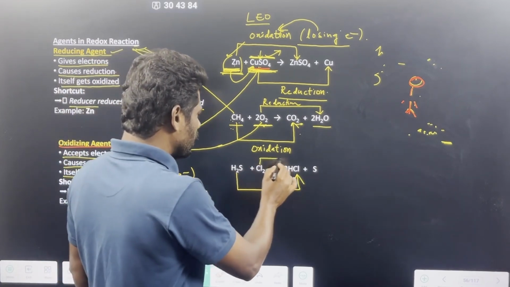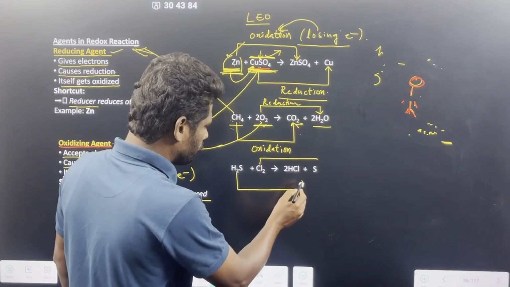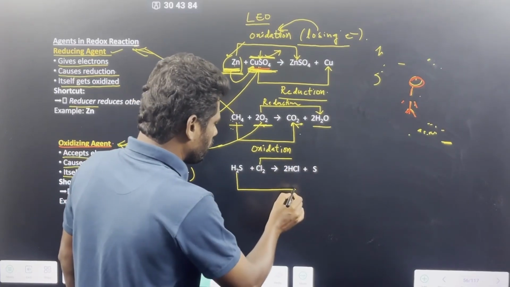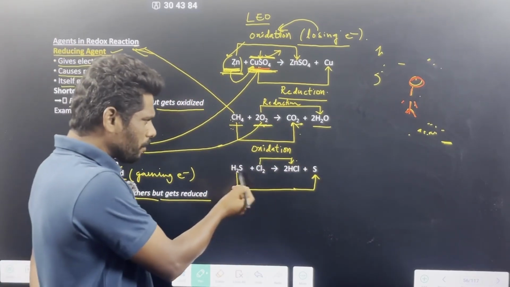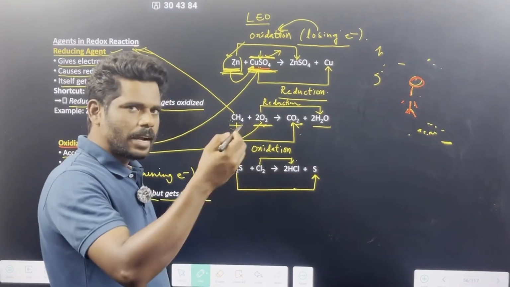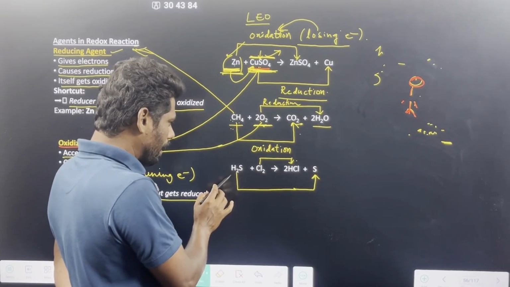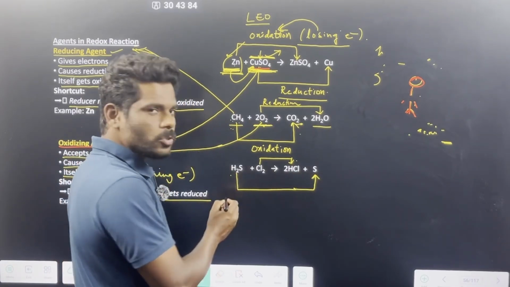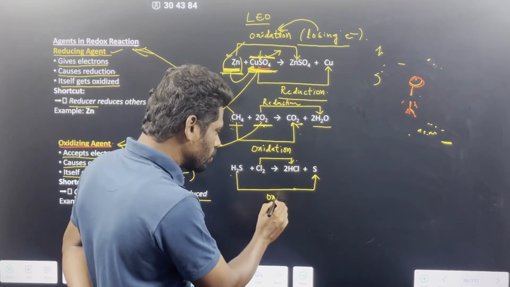Take another example which we have here: hydrogen sulfide reacting with chlorine gas, forming hydrochloric acid and sulfur. From left to right, H2S becomes S. H2S lost the hydrogen. Hydrogen is removed from it. Removal of hydrogen is which process?